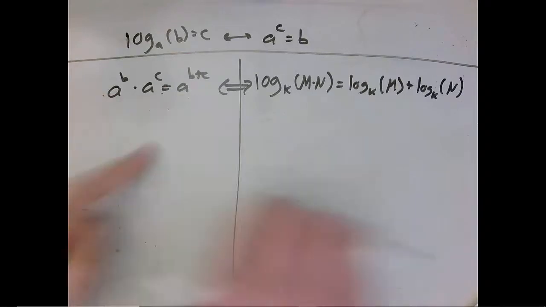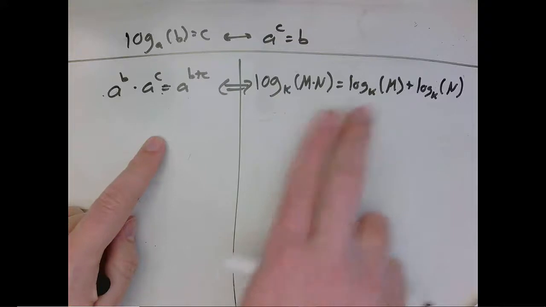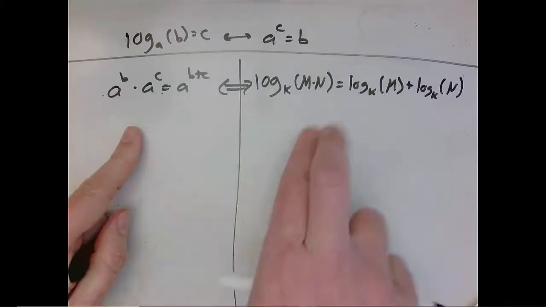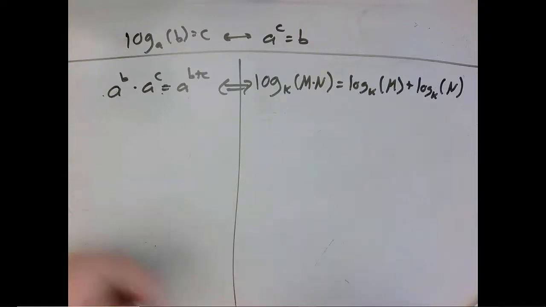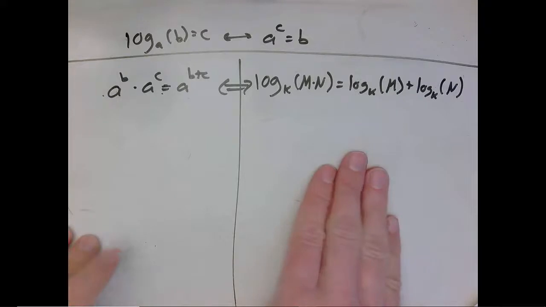Because logarithms and exponents are related, you should be able to turn this one into this one, or you should be able to use this one somehow to justify that that one works. So that's what I'm going to show you right now. This is a strategy for proving an identity.